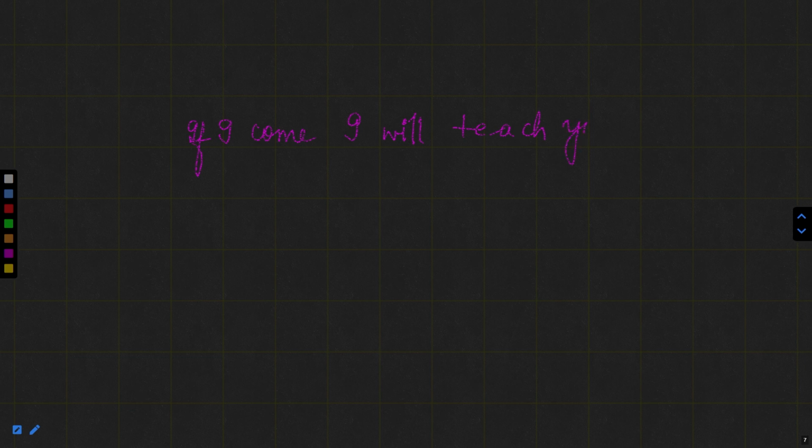Now, if I only write this, if I come, will the sentence be complete? No. I will teach you. Yes, this sentence is of course complete. But if I write this entire sentence, this sentence depends on this situation, that I will teach you only if I come. So these two sentences were not complete in themselves. Maybe only one of them was complete in itself, but not both.